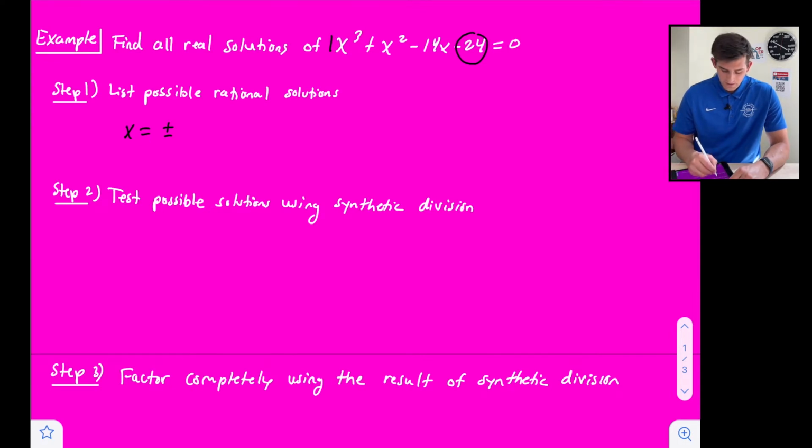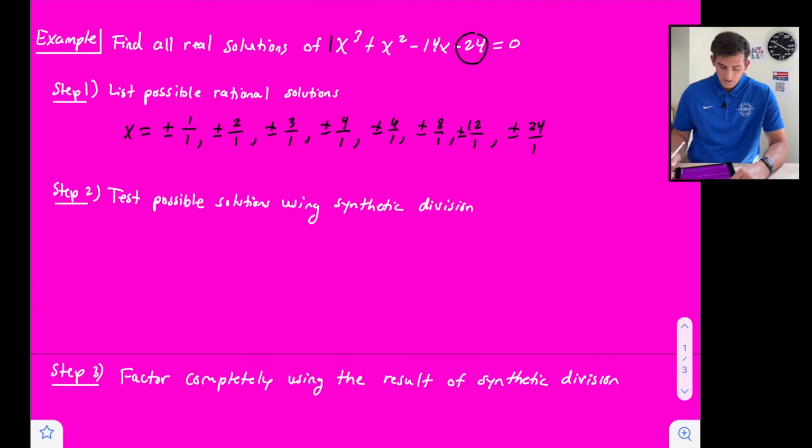It's a 24. So if we think about it, okay, 1 is a factor of 24. And notice how I'm putting positive or negative in front of these. Okay, 2 is a factor of 24. 3 is a factor of 24. 4 is a factor of 24. 5 is not, but 6 is. 7's not, but 8 is. 9 is not, 10, 11, 12. Plus or minus 12 over 1. And then lastly, itself, so 24. Okay, so those are our possible solutions. So that's 2, 4, 6, 8, 10, 12, 14, 16 possible solutions.